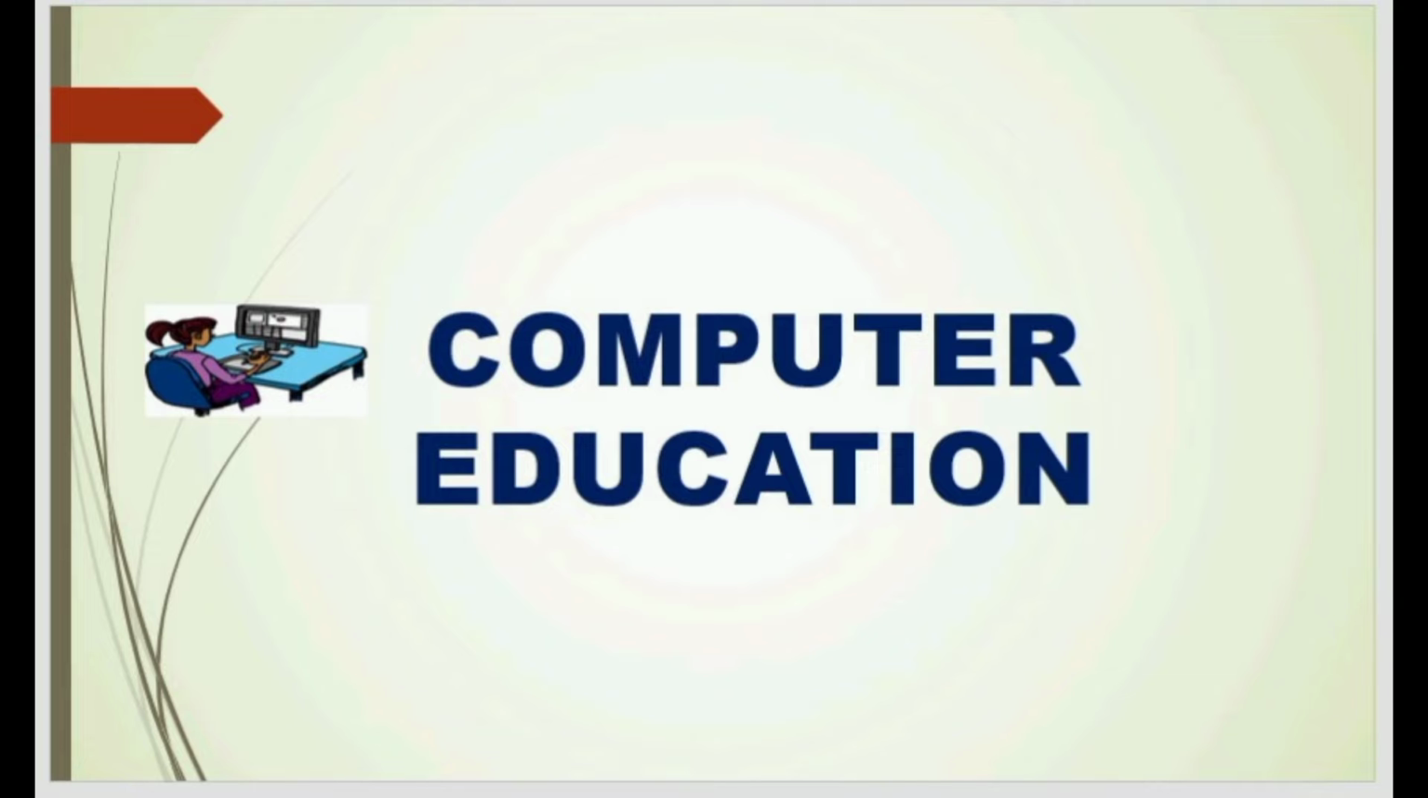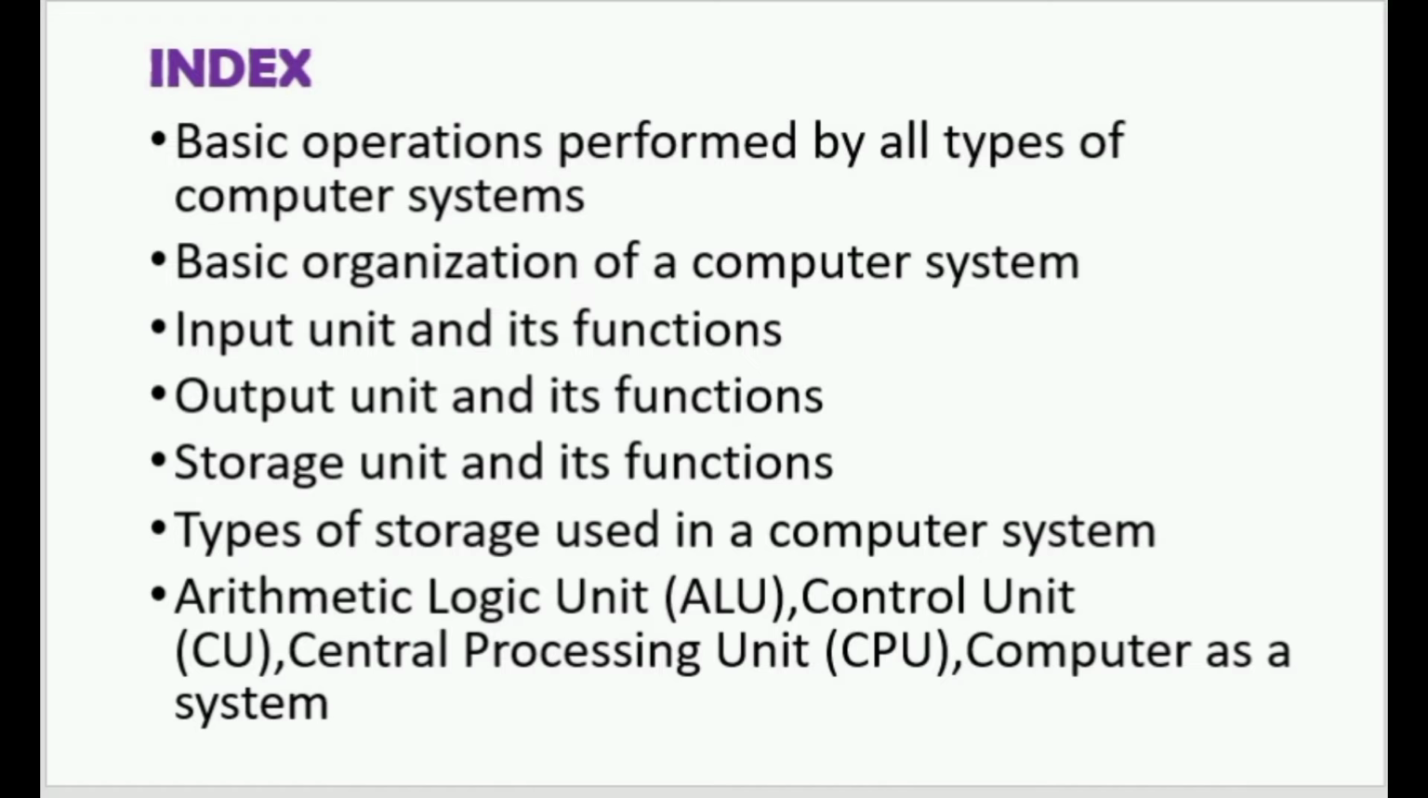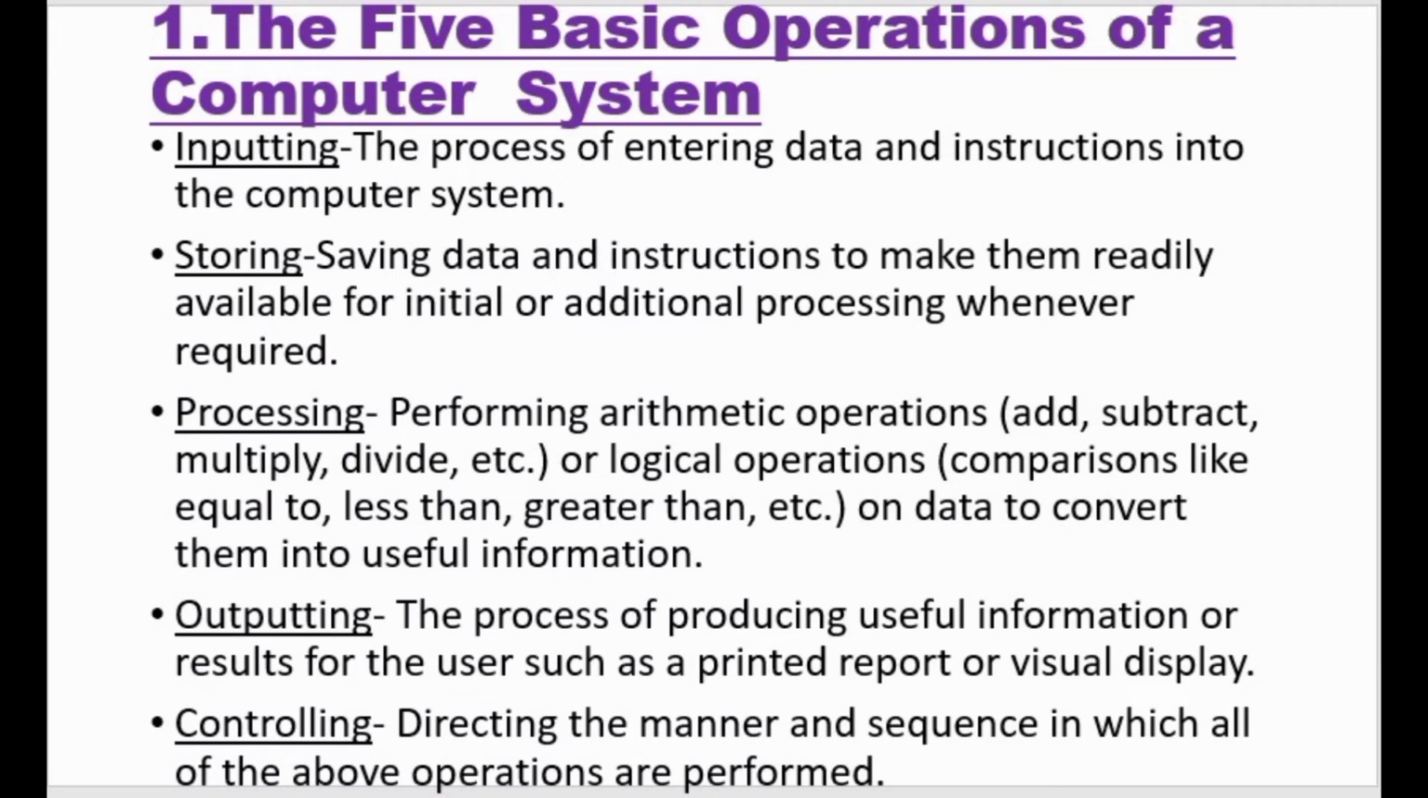Let's take out the index. So what we have to cover today: basic operations performed by all types of computer systems, organization of a computer system, input, output, storage unit, and what types of storage unit are used in a computer system, and arithmetic logic unit, control unit. All the above we have to cover in this chapter. So let's start today's chapter.